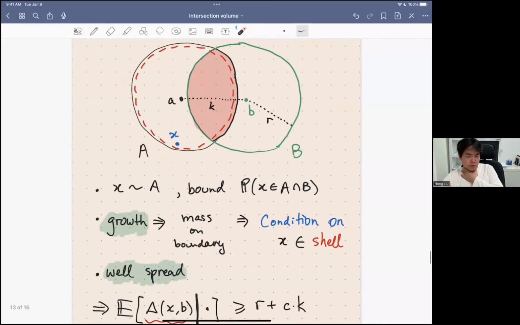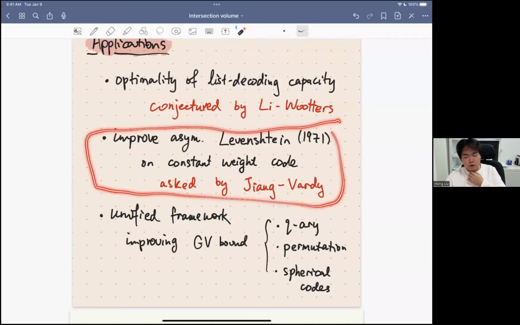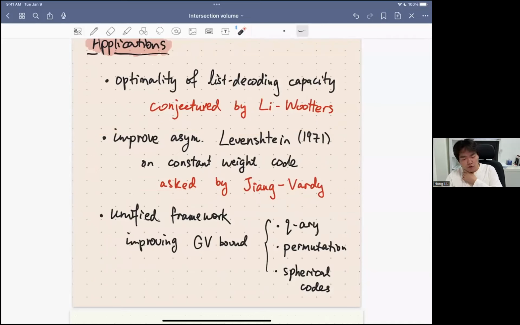And also we give an improvement on a very old bound of Levenshtein, asymptotically, on constant weight codes. These are the ones where you additionally require that each codeword has a certain weight: the number of ones in the string is fixed. That was a question asked by Jiang and Vardy in the early 2000s.